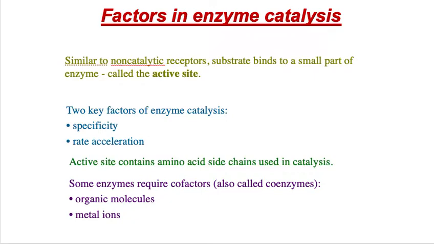Just like when we talked before about receptors, remember that we had that receptor binding region, and we talked about this last time, the substrate binds a small part of the enzyme. And again, this is a hydrophobic pocket, just like when we were talking about receptors. That hydrophobic pocket typically is called the active site. So the two key factors are specificity and rate acceleration. Rate acceleration, we just mentioned, that's that transition state stabilization. But specificity, this is how good an enzyme is at recognizing its substrate.